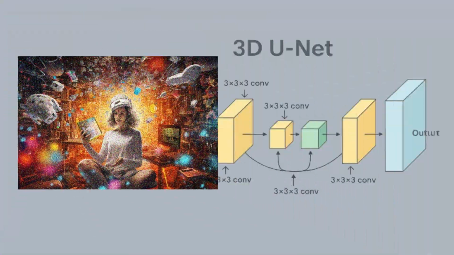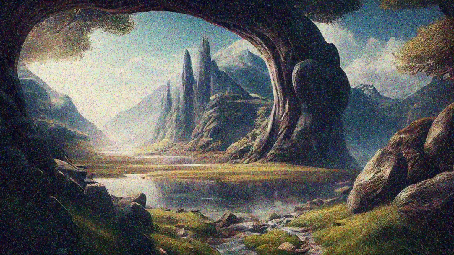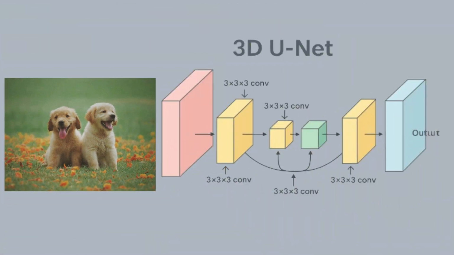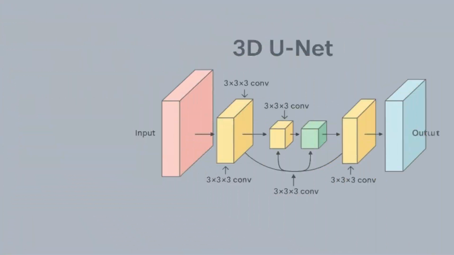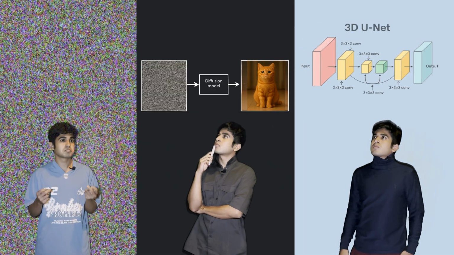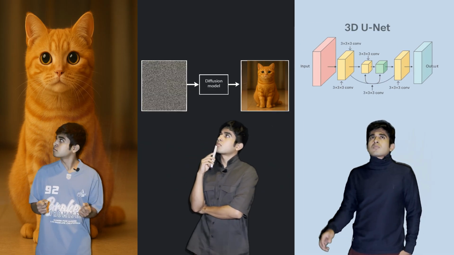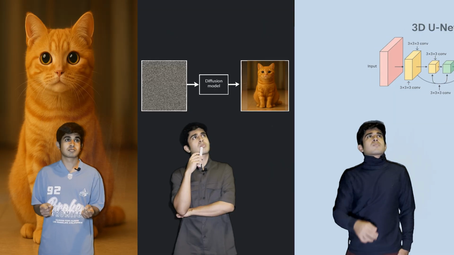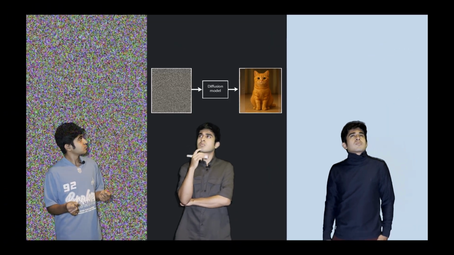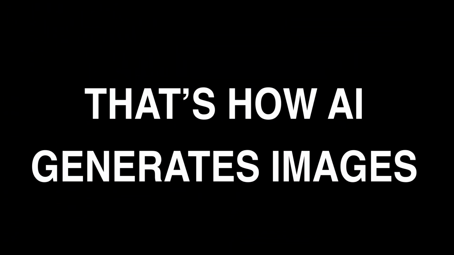Repeat this across millions of images and hundreds of noise levels, and the model becomes a master at reversing noise. Now that's how we teach a model to generate images. Not by showing it how to draw, but by training it to reverse noise one step at a time. That's how AI generates images.